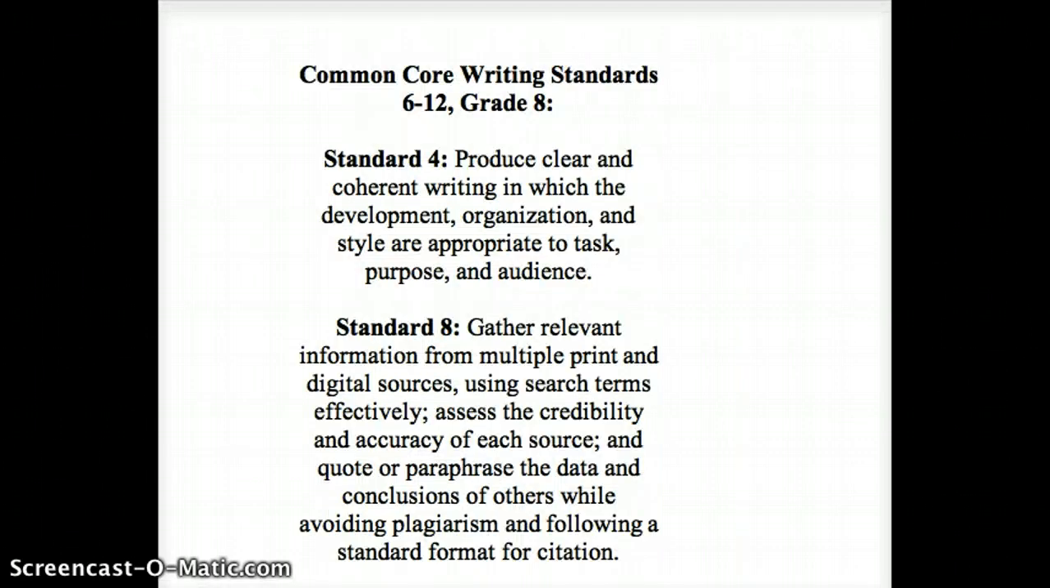These are the Common Core writing standards I was working with for this project. The first one is Standard 4, produce clear and coherent writing in which the development, organization, and style are appropriate to task, purpose, and audience. And Standard 8, gather relevant information from multiple print and digital sources using search terms effectively. Assess the credibility of each source, and quote or paraphrase data and conclusions of others while avoiding plagiarism and following a standard form of citation.